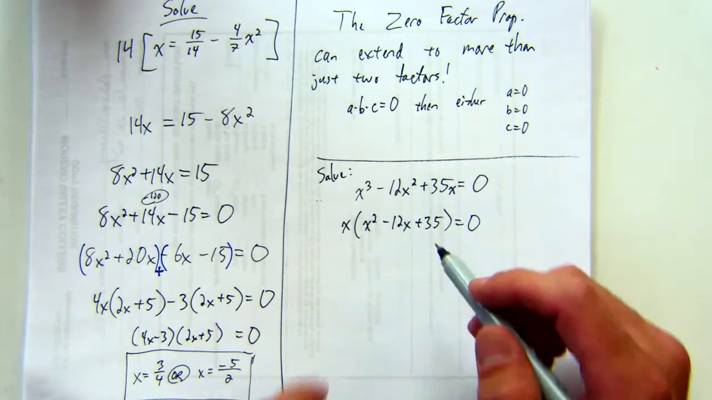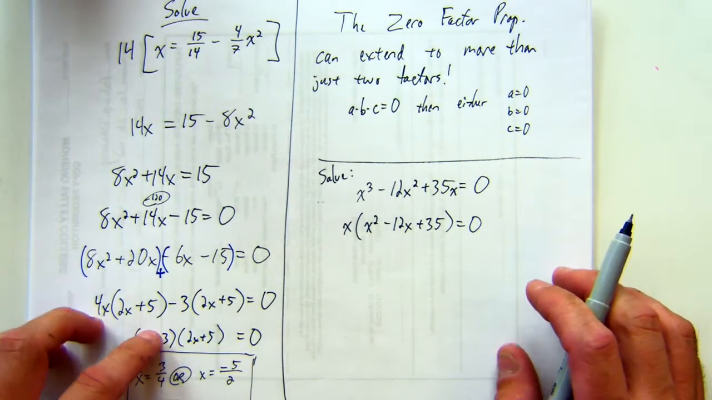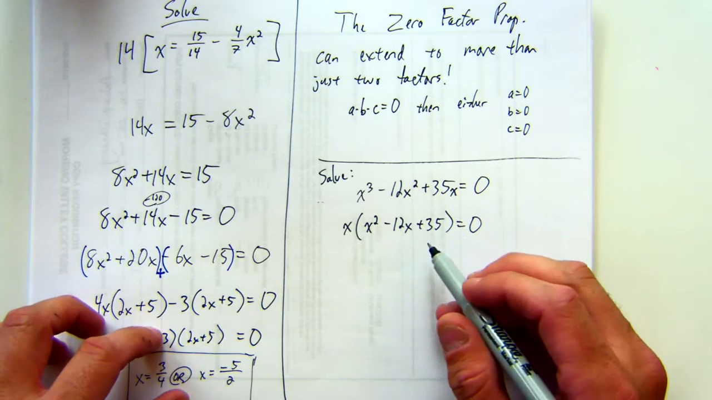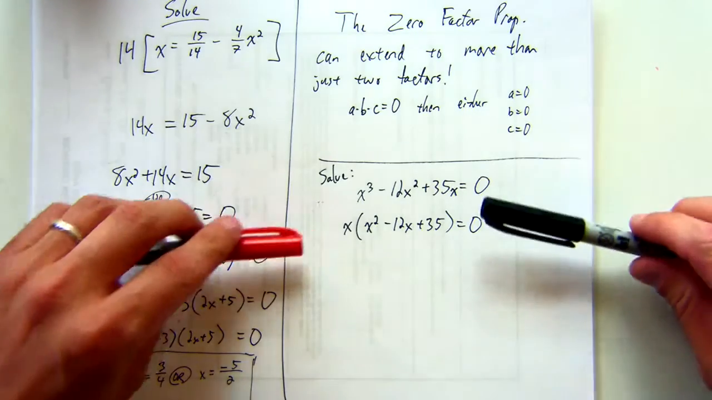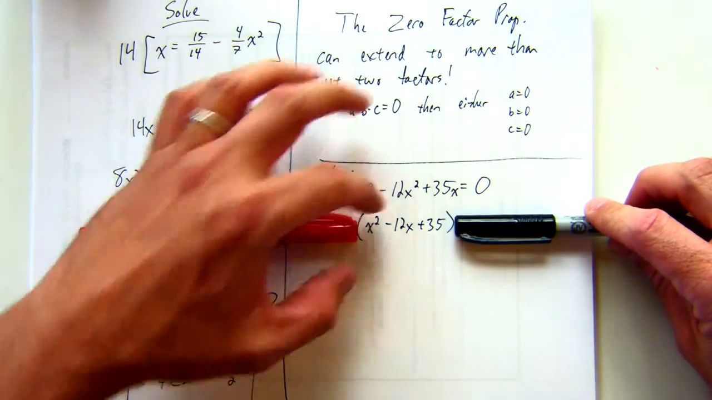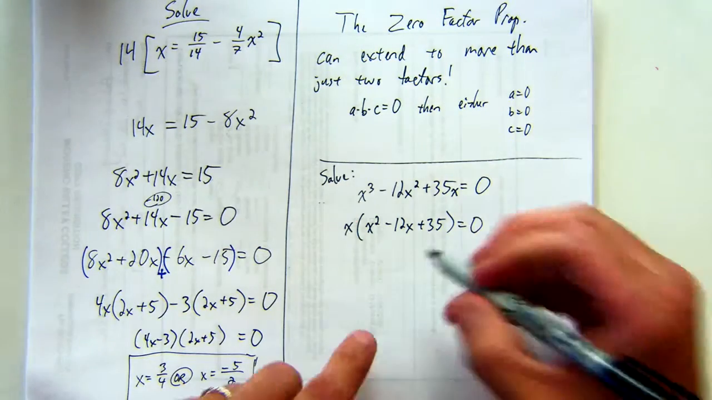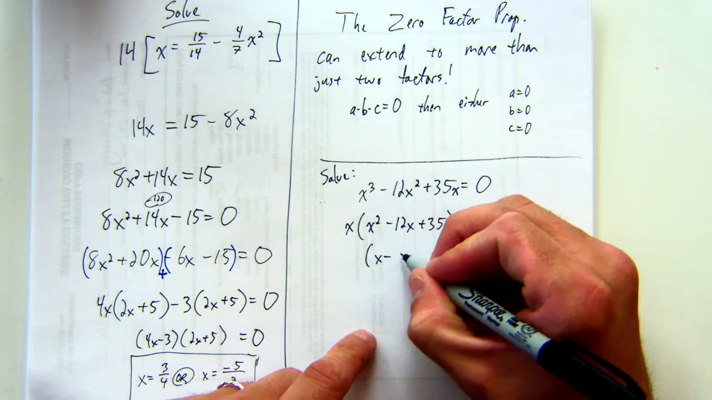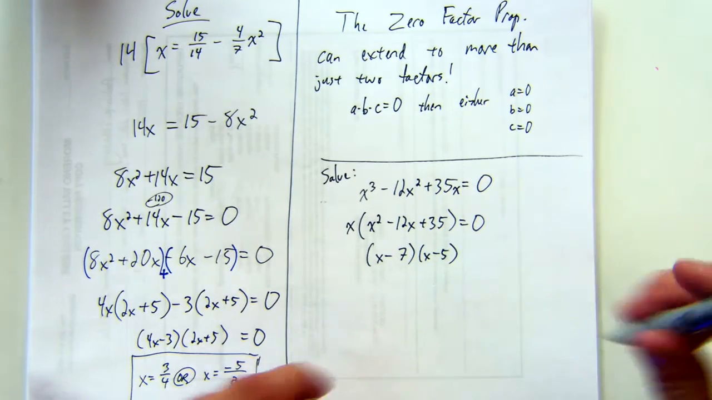Not x squared minus 7x. I think you're on the right track. x minus 7 times x minus 5. So here what I'm asking is, forget this x and forget that we're equal to 0 and just factor this thing. If you factor that, then you'll see that it factors to x minus 7 times x minus 5.